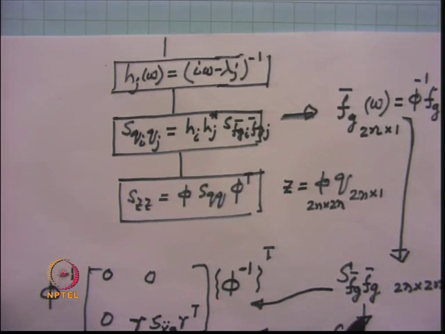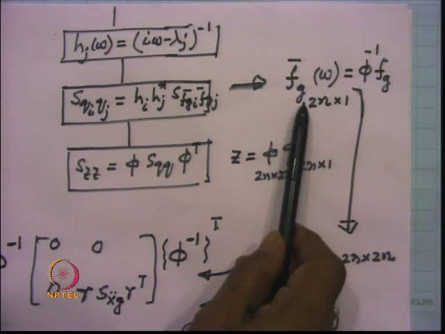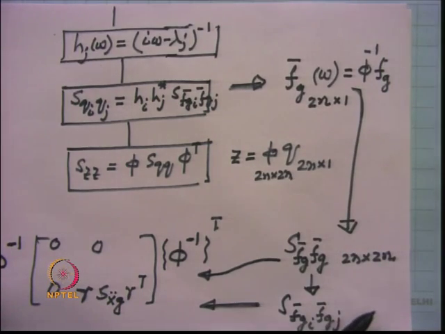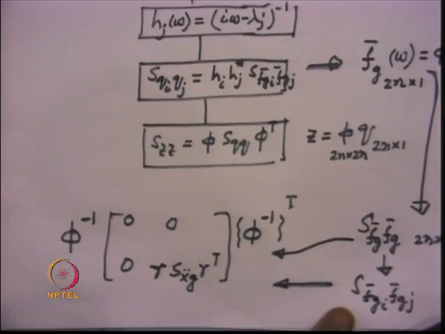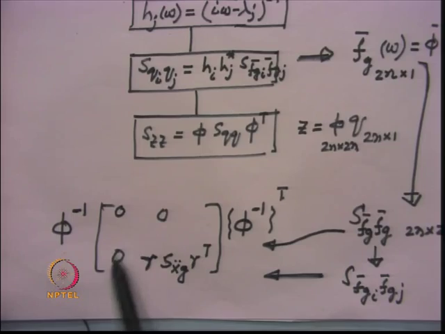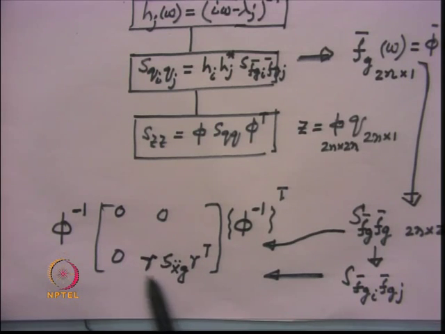Now this F bar G_i and F bar G_j are obtained in this particular fashion. Say F bar G is equal to phi inverse F_G, and S_F̄G matrix would be given by phi inverse times the matrix with 0, 0, 0, R S_ẍg R^T. And how to obtain S_ẍg for a multi support excitation, that I have described before, in which you have the cross correlation function terms rho 1, rho 2, etc.